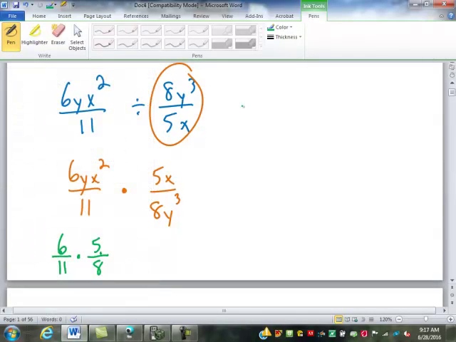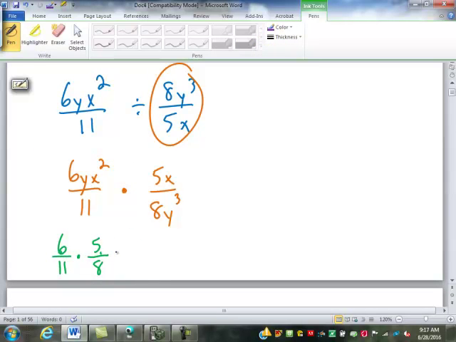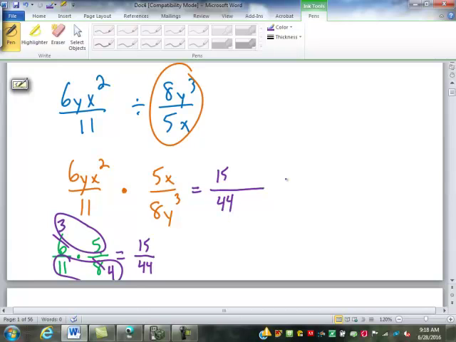And now I'm going to treat those just like I would any other fraction multiplication. Can I cross cancel anything? Yeah, 6 and 8 can both be divided by 2. This is going to give me what here? 3 and 4. Can I reduce anything else with the numbers? No. So I have 3 times 5 is 15, and 11 times 4 is 44. So I know right now that the numerical portion of my answer is 15 over 44.